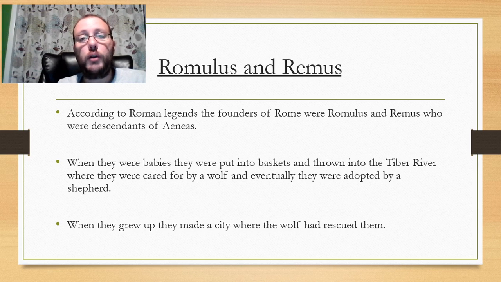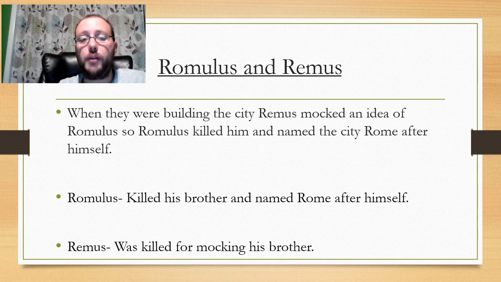When they grew up, they went to the location where the wolf had rescued them, and they built a city there. When they were building the city, Remus mocked the idea of Romulus, so Romulus killed him and named the city Rome after himself. Now, Romulus and Remus, just note something about them. Romulus killed his brother and named Rome after himself.